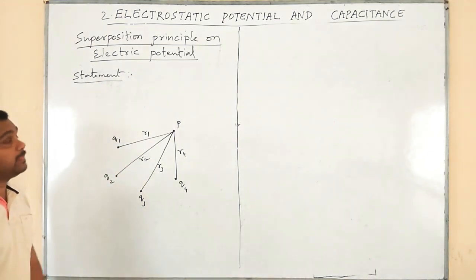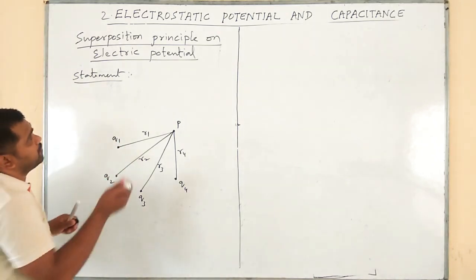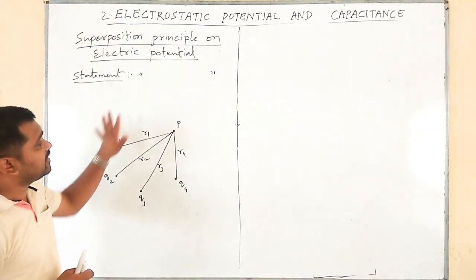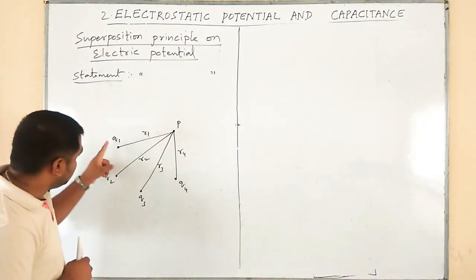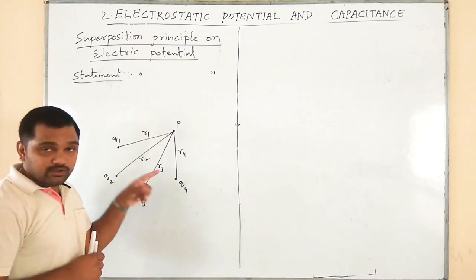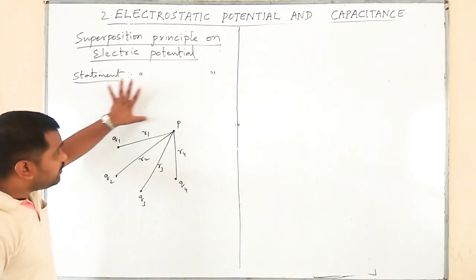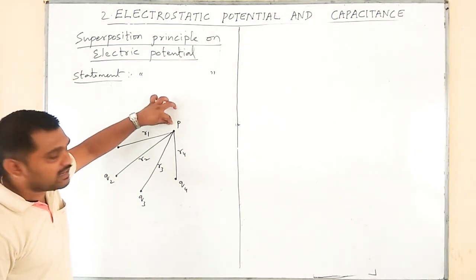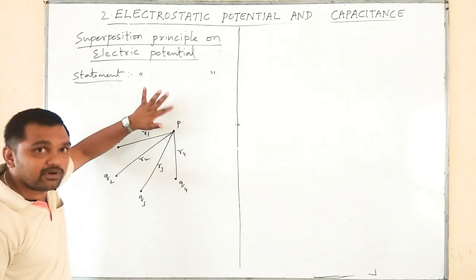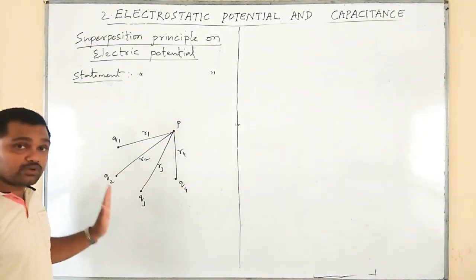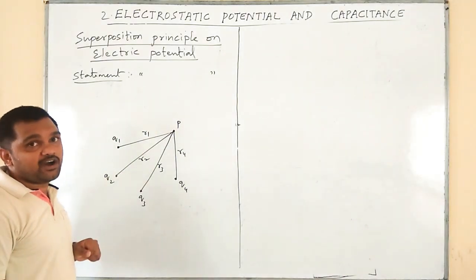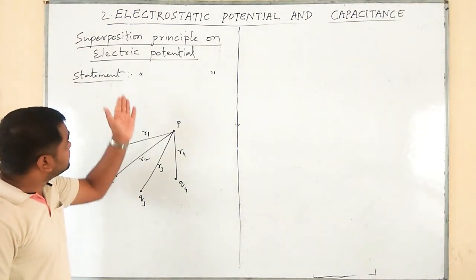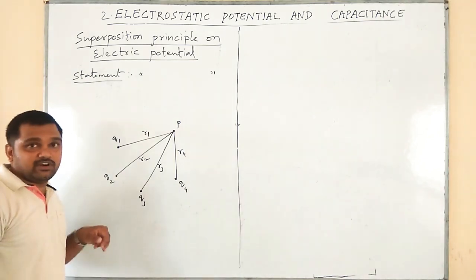Okay, please remember. The statement of the superposition principle says that when a number of point charges, Q1, Q2, Q3, Q4 and so on, are interacting at a place, the net electric potential at a given point is equal to the algebraic sum. We have to use the algebraic sum, we should not use the vector sum, since electric potential is a scalar quantity.